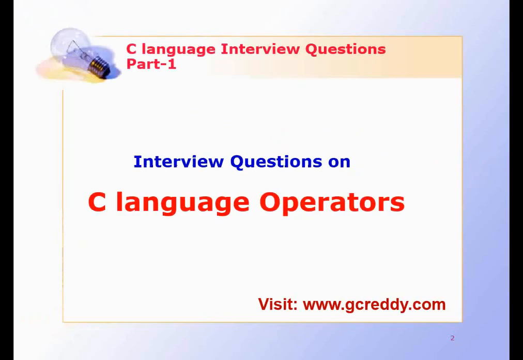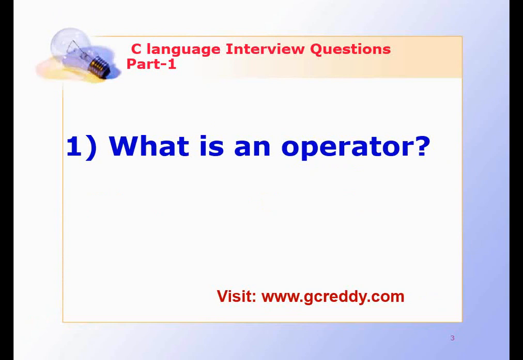Let us see some of the questions on C language operators. What is an operator? An operator is a symbol which helps the user to command the computer to do certain mathematical or logical manipulations. Operators are used in C language programs to operate on data and variables.